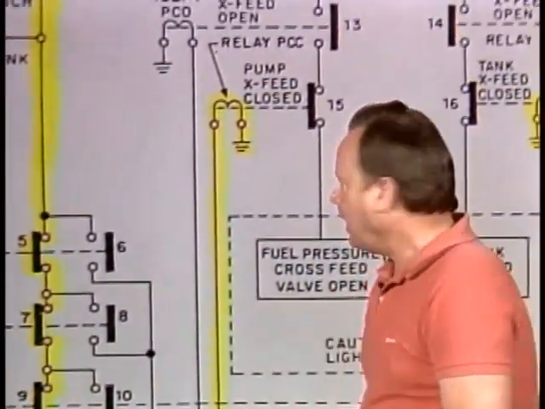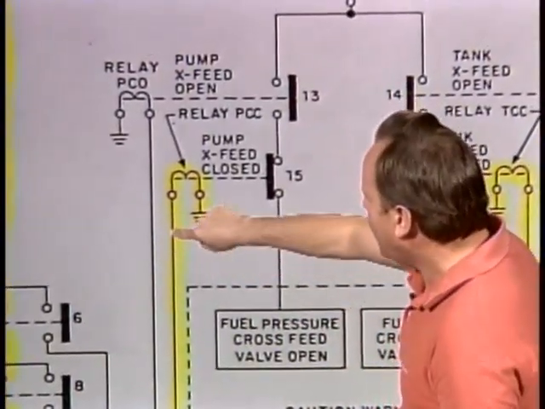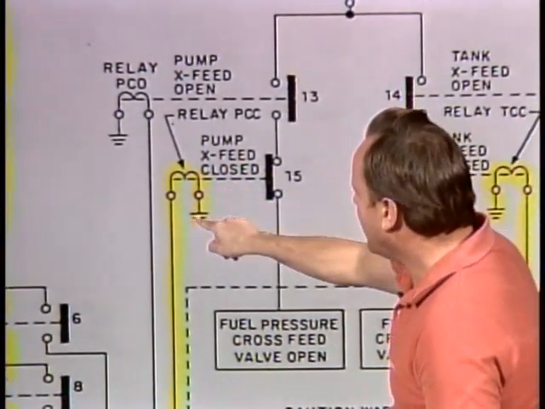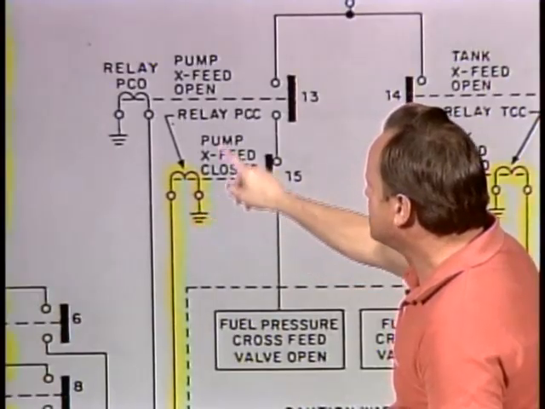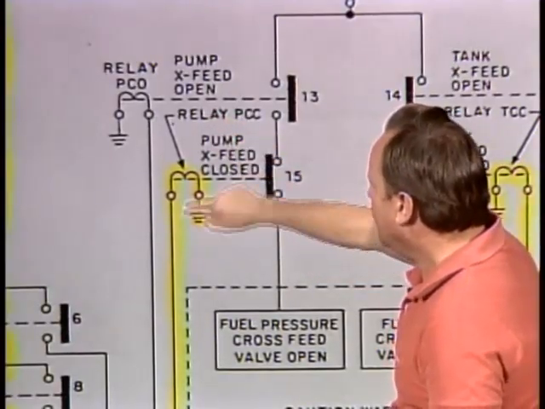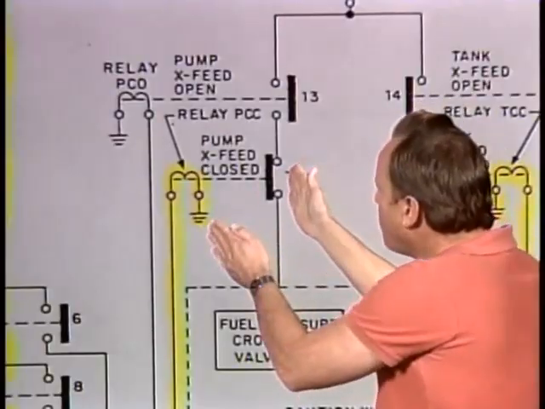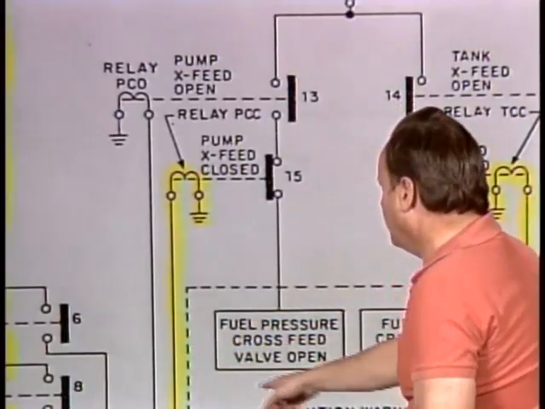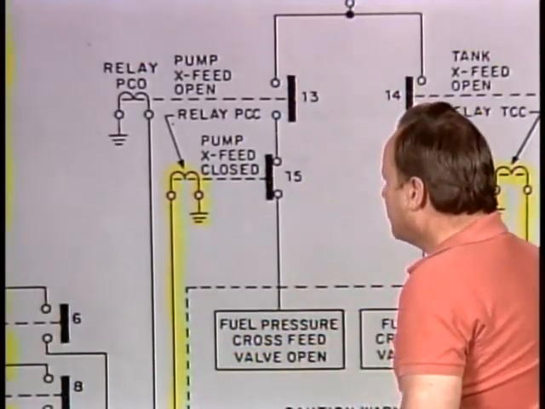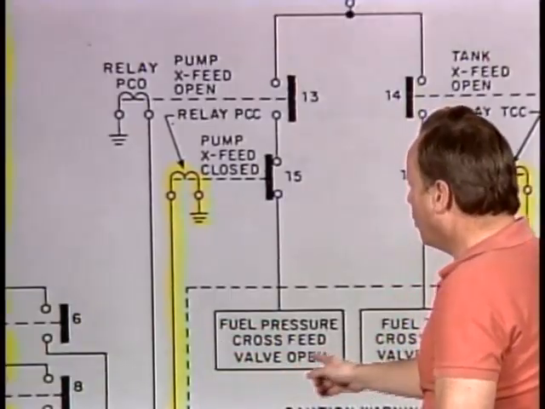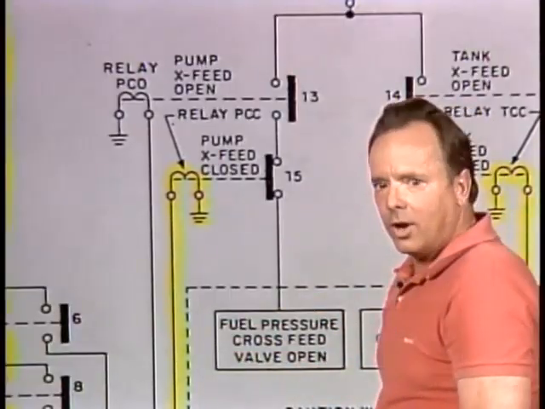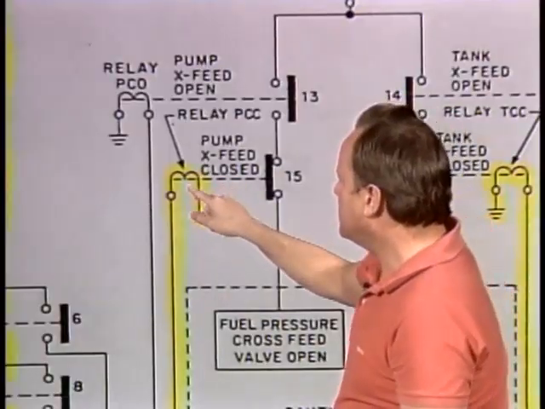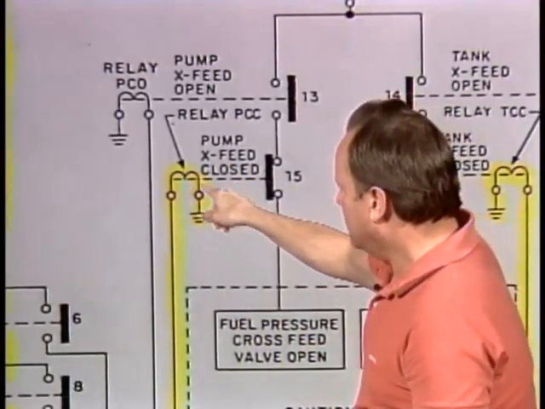And we have now, finally, one relay that has power to it, and that is the PCC relay. And the PCC relay then would open this switch so that there would be no way that power could get on to turn on this light, which is the fuel pressure crossfeed valve open light. And so when things are normal, this PCC relay is activated.